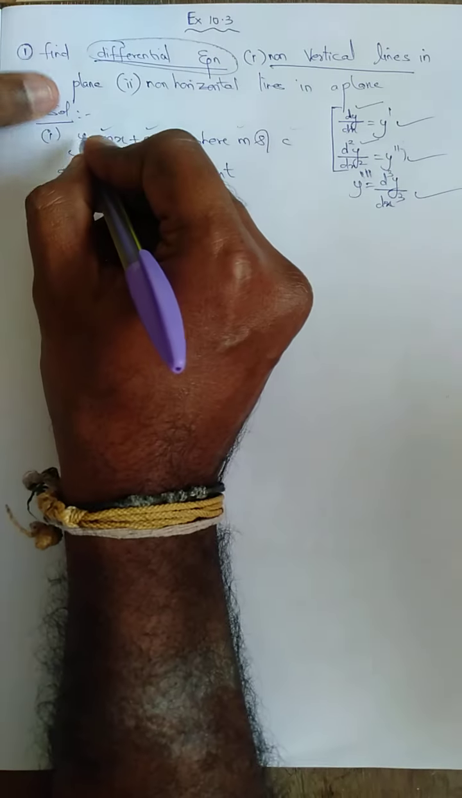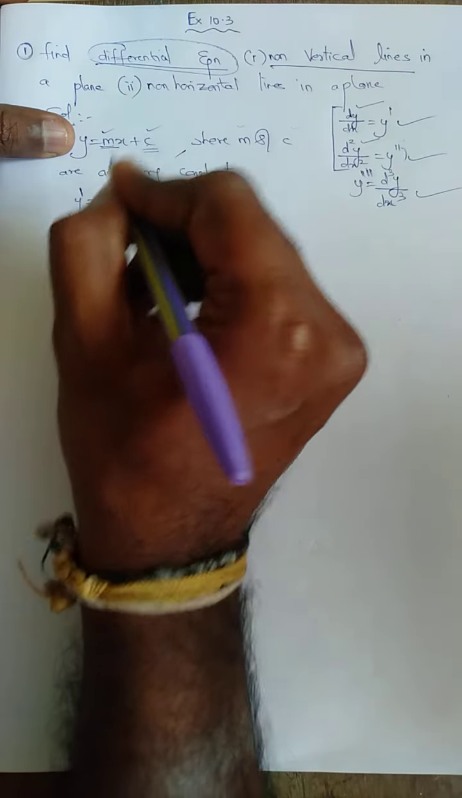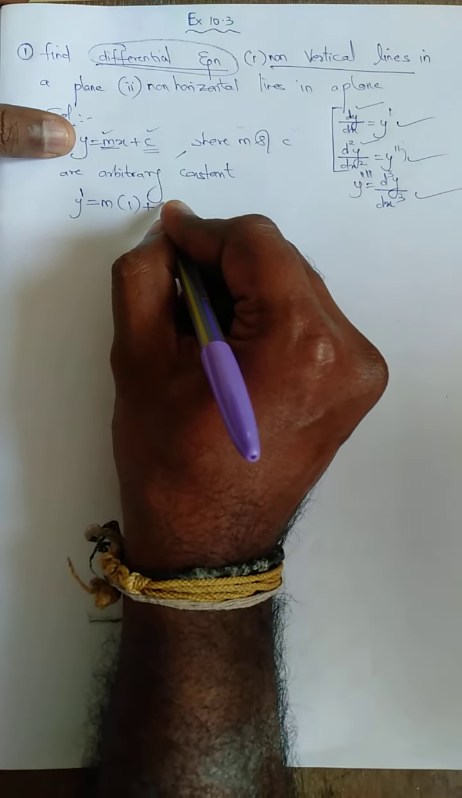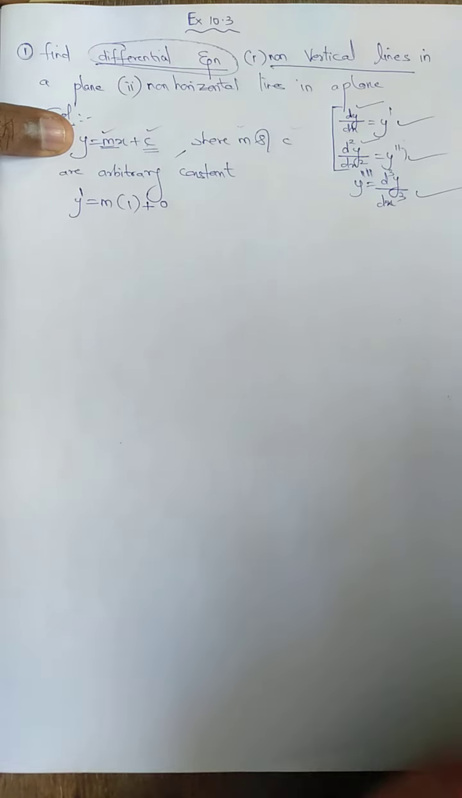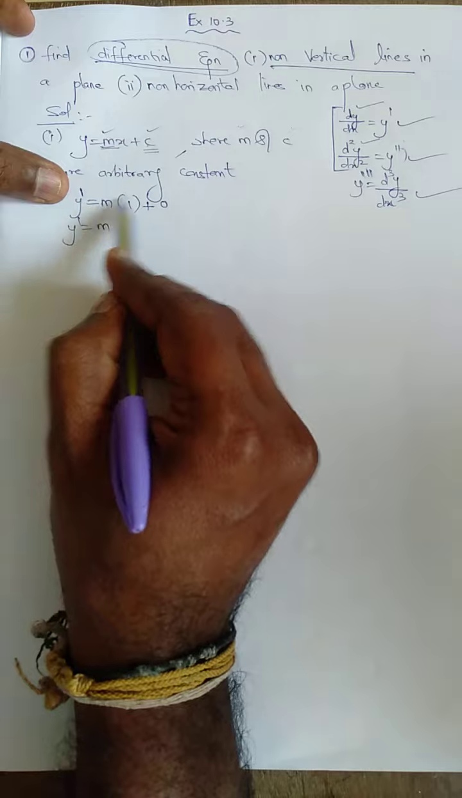So differentiate two times. Differentiating y gives y dash. M is a constant, differentiating x gives 1. C is a constant, so 0. Differentiating a constant gives 0. So y dash is equal to m. M into 1 is m.